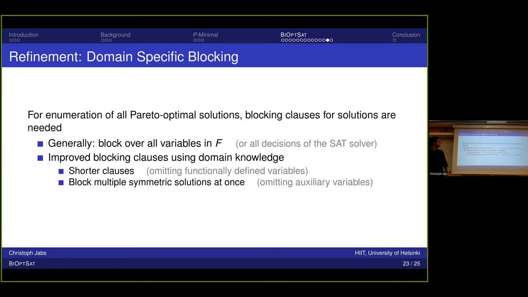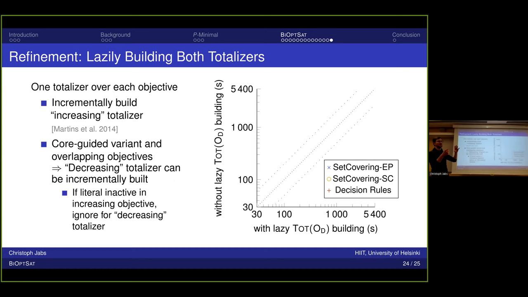And then the other thing I've talked about with these lower bounding search techniques, we incrementally build the totalizer on the increasing objective. However, we're always doing solution improving search on the decreasing objective. So for that, we need to build a totalizer in the beginning so that we can enforce bounds on this. However, now we come back to the question: are these objectives overlapping or not? So are the objectives over the same literals or not?